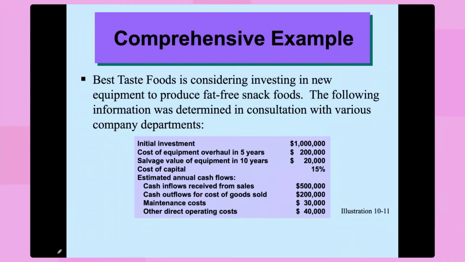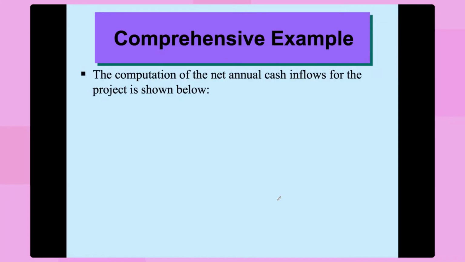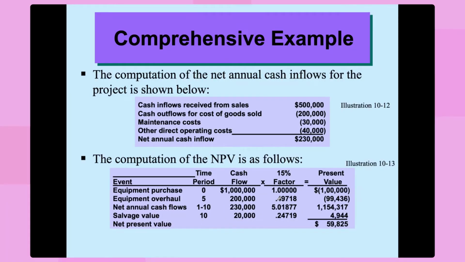So, for example, to summarize this one, a comprehensive example. What if you have an investment of 1 million, cost of equipment of 200,000, salvage value of 20, 15%, 500, 230, and 40,000? We will compute for our NPV. So take note. Of course, you will compute first for our net present value for the cash flows. All right. Take note now.